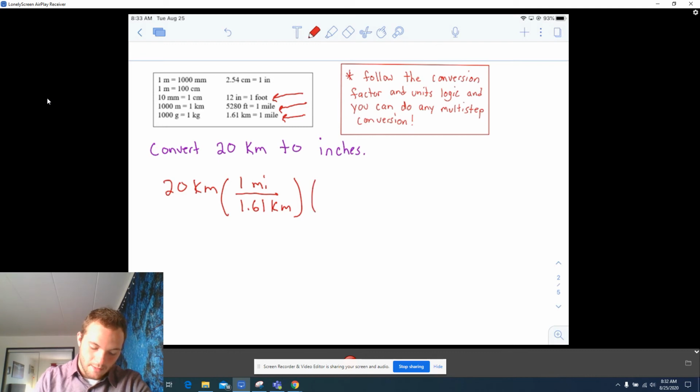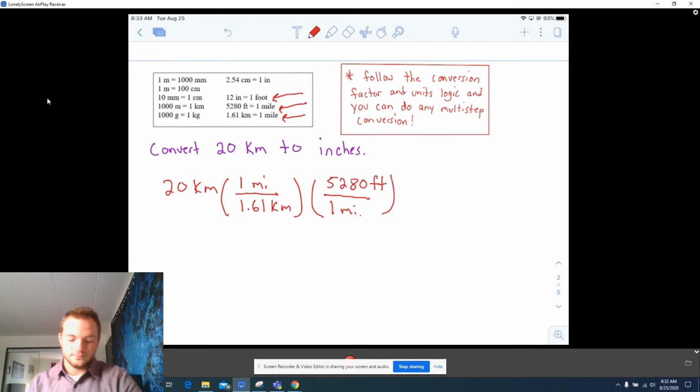So here, I'm going to use my next one, miles to feet. I'm going to put the miles on bottom because I want them to cancel. And I'm going to put 5,280 feet on top. Nice. So if I'm just going to keep track of my units as I'm going, I have kilometers over kilometers cancel, miles over miles cancel. I'm just in feet.